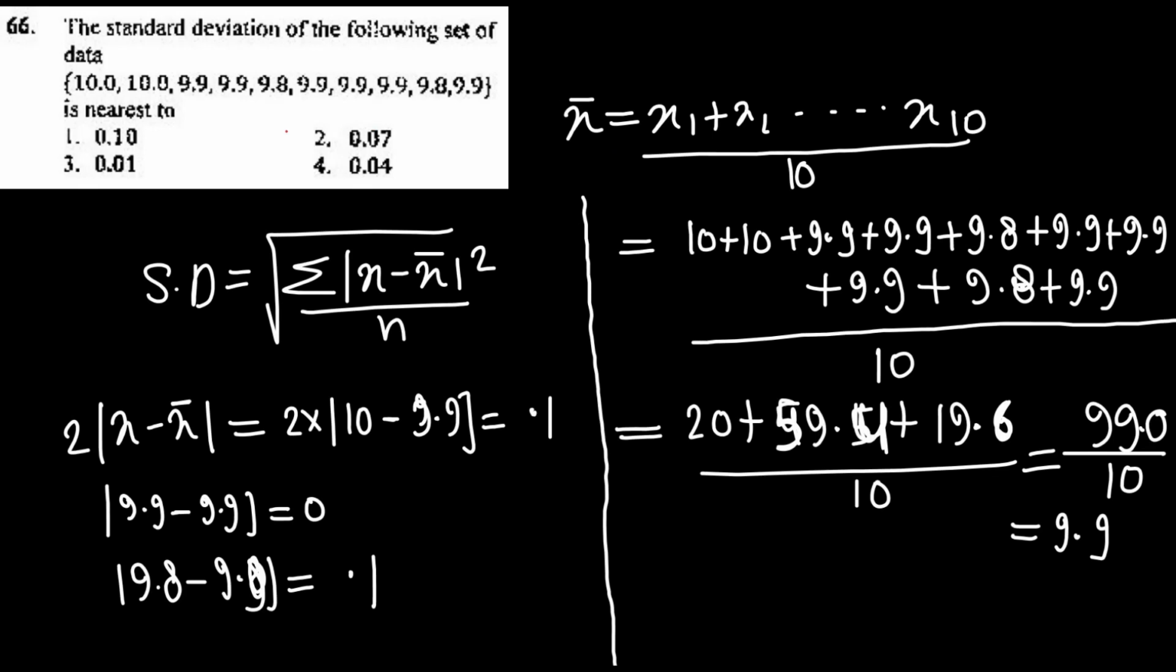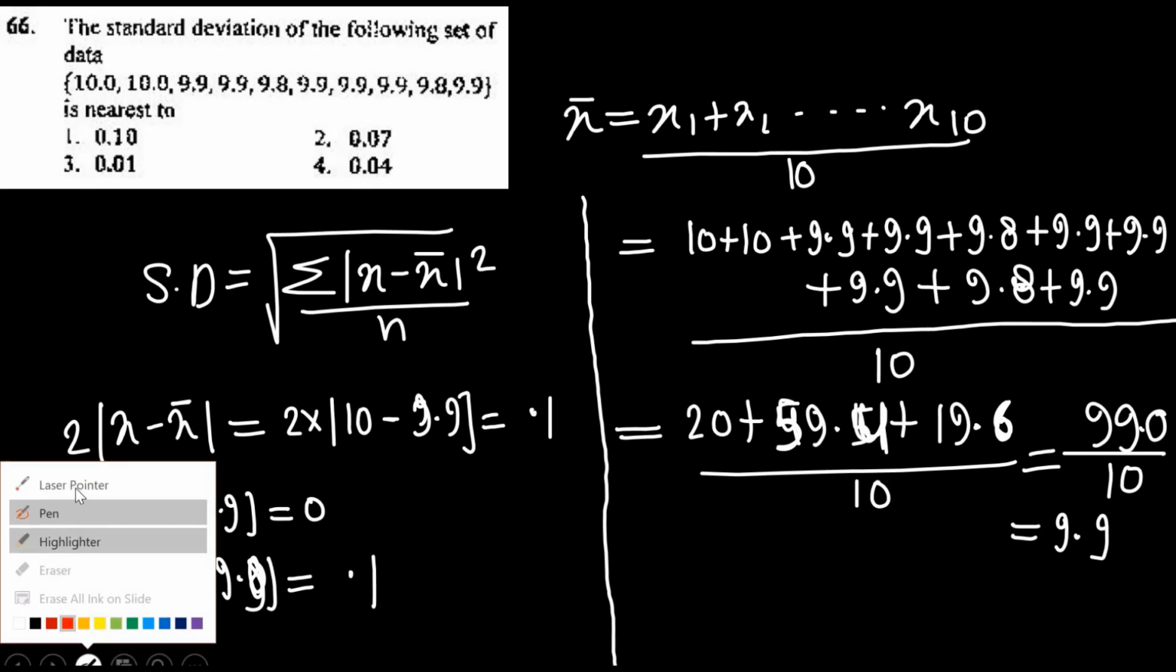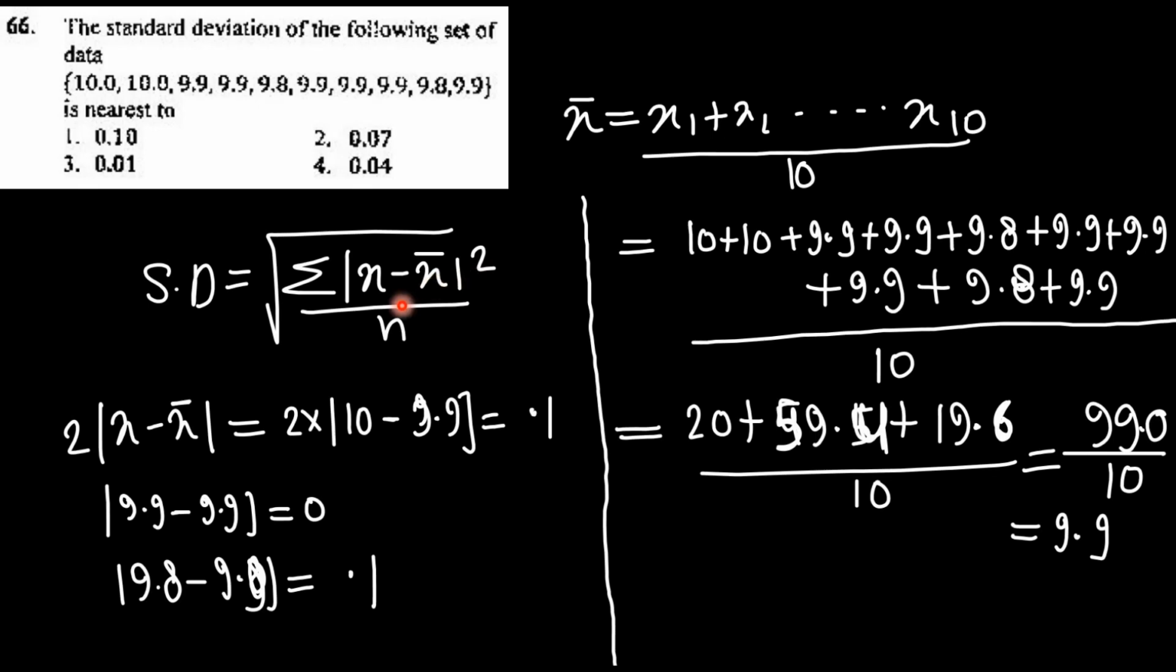Now you have to calculate the value of x minus x bar whole square. Okay. So what you will do? One quantity is 9.9 and the average is 9.9. So the sixth term will become 0 because there are 6 times 9.9. So this will become 0. And 10 is coming 2 times. Right now I'm not multiplying this. So you will get 0.1.